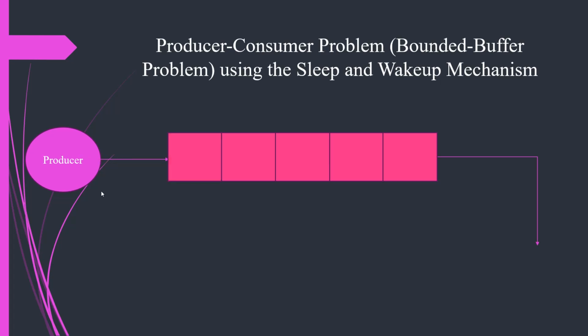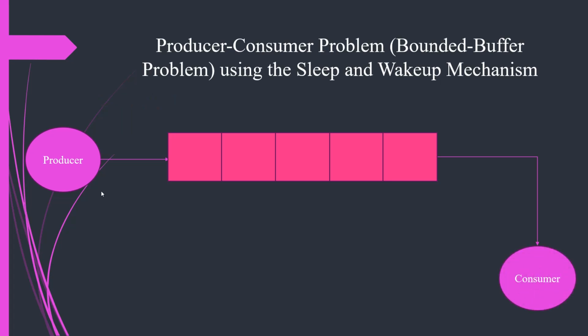Okay, and then if the producer tries to access a sixth one, it says the buffer is full, so the producer cannot fill any more items in this buffer because the buffer is full. Here we can talk about the consumer. On the right-hand side, the consumer will be there.